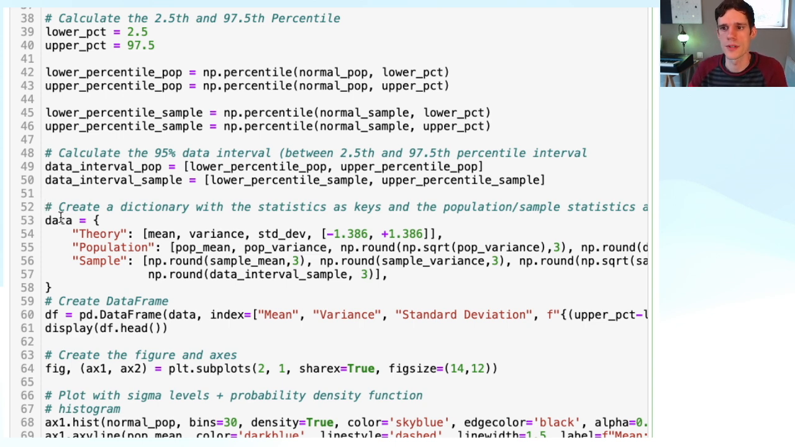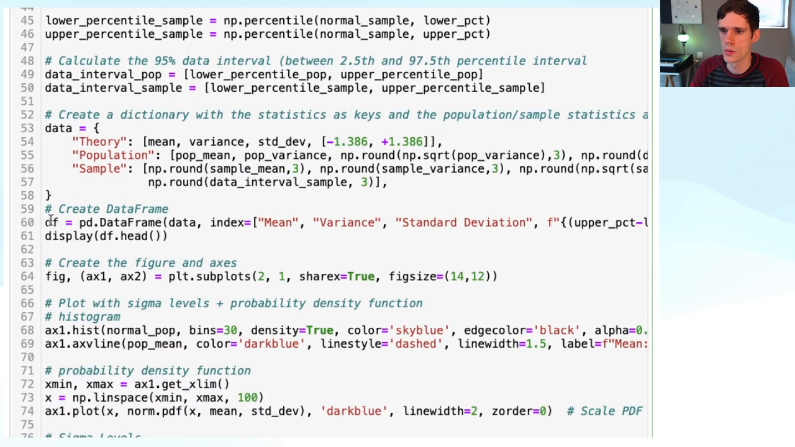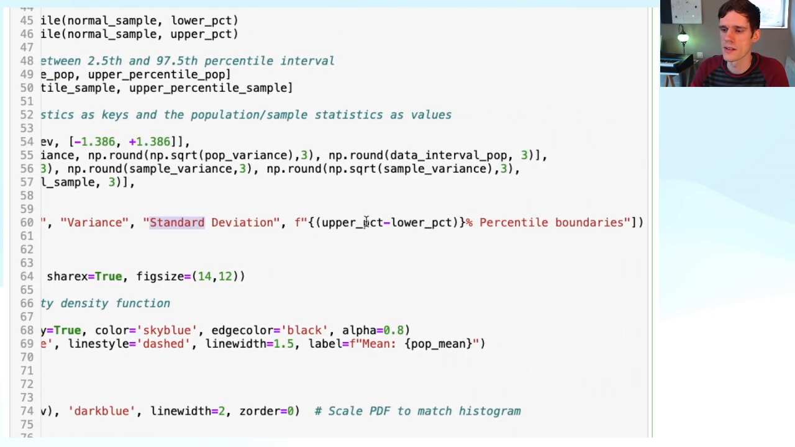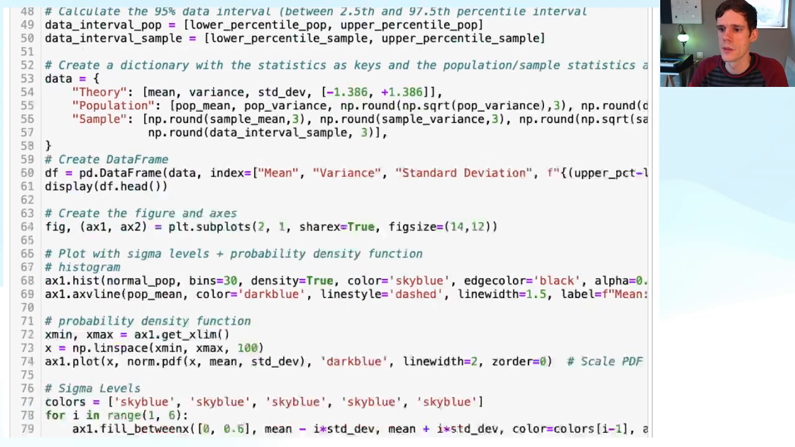To do this, we first bring all of our data together in a dictionary, with the keys being theory, population, and sample. For the theory, we take the mean, variance, and standard deviation, which we use to generate our population and our sample. Now for the corresponding data interval, I put in these numbers manually. You can either look them up or generate them yourself by making a population size of 10 million or even more. Now for the population, we get the population statistics, and for the sample, we get the sample statistics. Now we bring this all together into a data frame by saying pandas.DataFrame, putting in our data, and as the index we have the mean, the variance, the standard deviation, and of course the percentile.